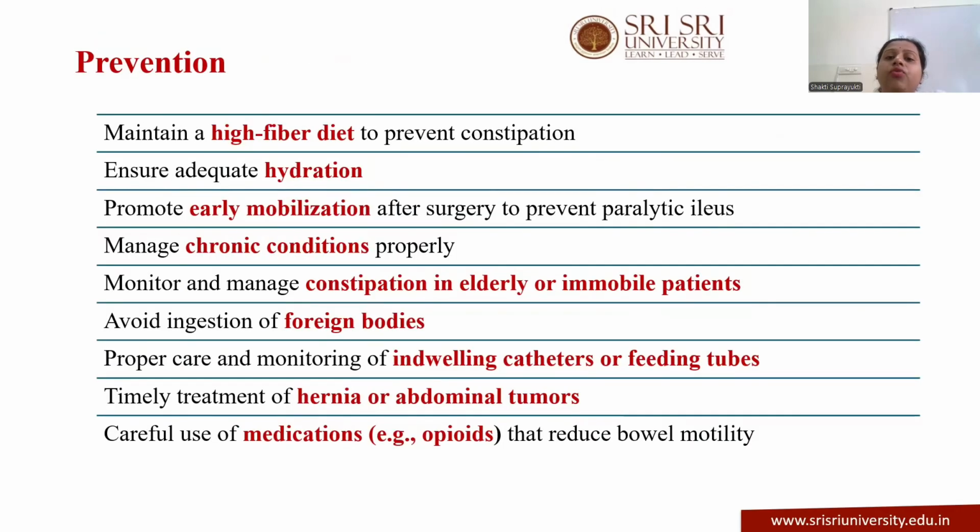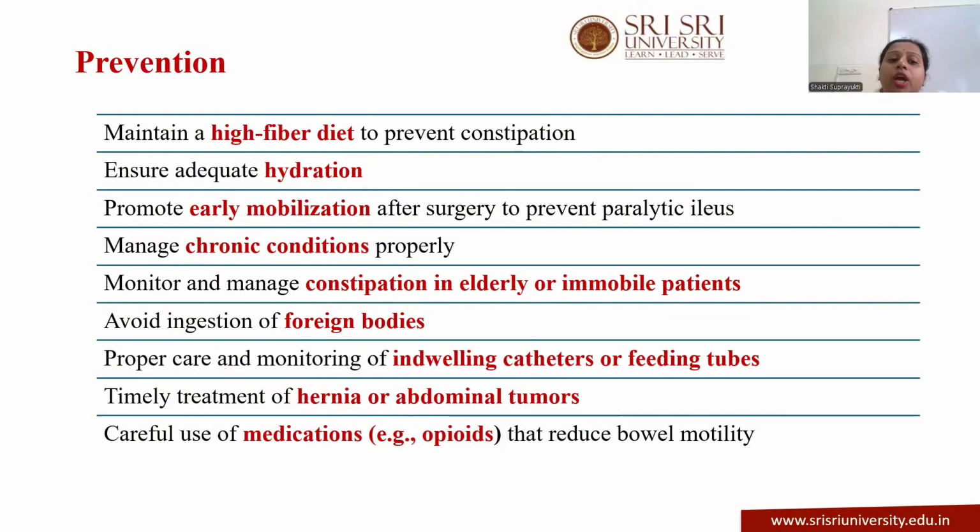Okay, in prevention, what do we prevent? To maintain a high fiber diet, mainly for GI obstruction we give the high fiber diet, then ensure adequate hydration, provide fluid, and maintain the fluid electrolyte balance, and early mobilization after the surgery to prevent paralytic ileus. Already you know the functional cause. In the functional cause paralytic ileus is present, so we promote early mobilization after the surgery.